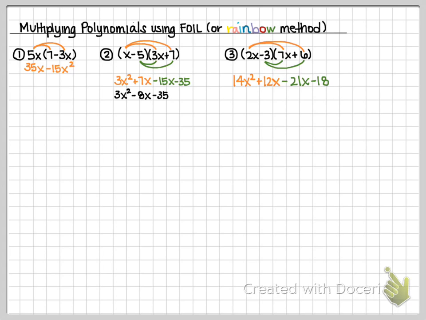Now that everything has been distributed, my job is just to combine like terms if possible, and I can. So I end up with a 14x squared. That can't be combined. Those two in the middle can. That's going to give me negative 9x, and then bring down the negative 18.